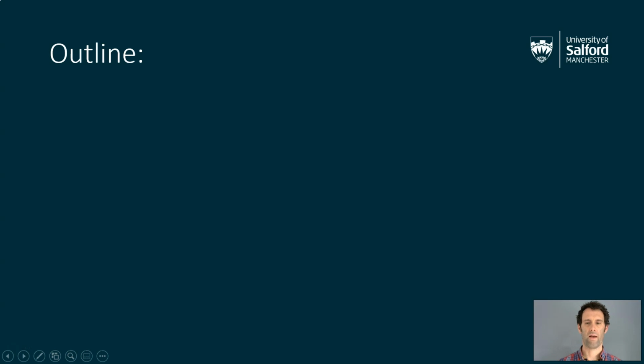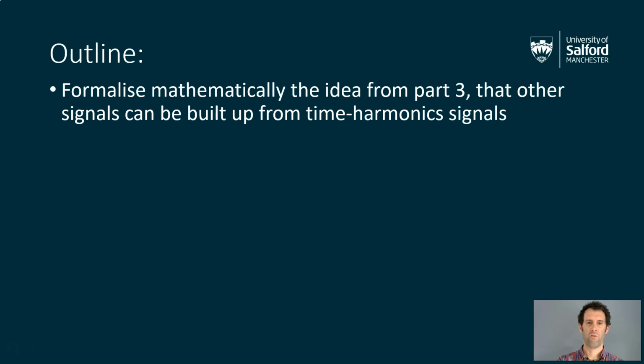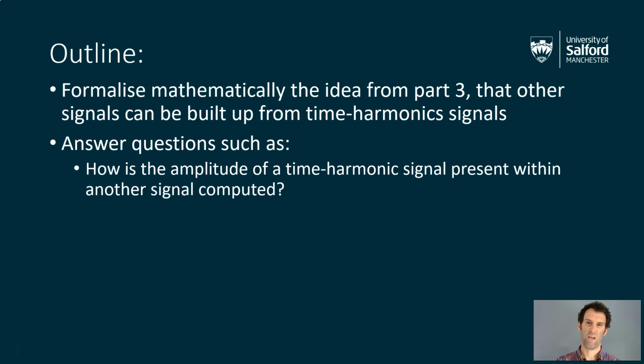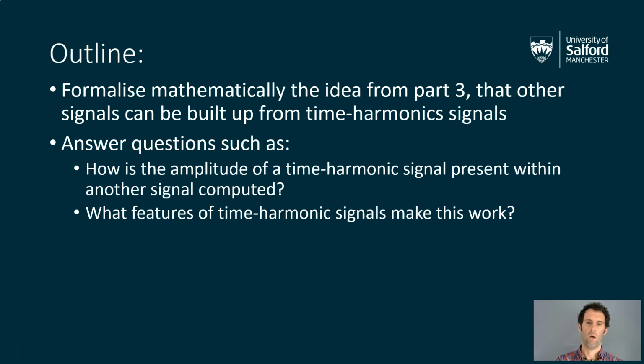So first of all, an outline. We're going to formalise mathematically the idea from part 3 that other signals can be built up from time harmonic signals. We're going to answer questions such as, how is the amplitude of a time harmonic signal present within another signal computed? What features of time harmonic signals make this work? And then we're going to look at some examples.